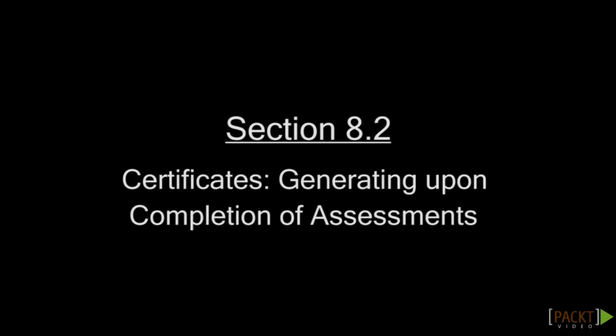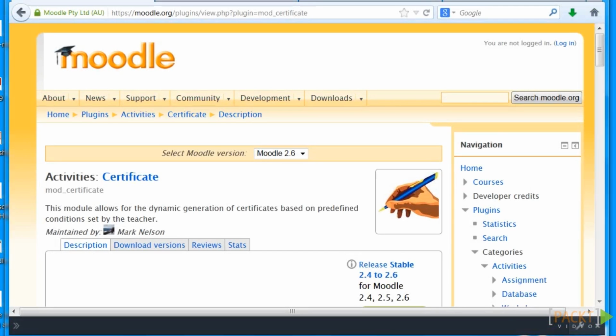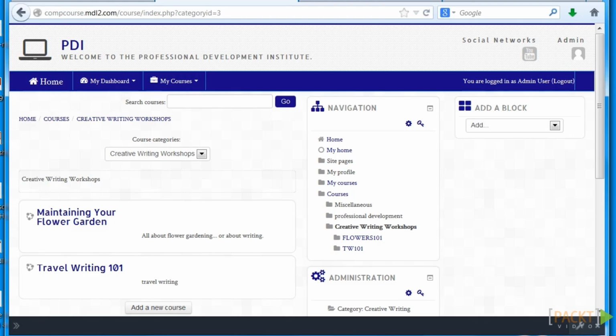Welcome to 8.2, Certificates, Generating and Automating upon completion of assessments. In the last section, we talked about certificates, and we talked about where to find information on Moodle plugins. A certificate is a plugin. So now we'll talk a little bit more about how to go about actually automating the production of them.